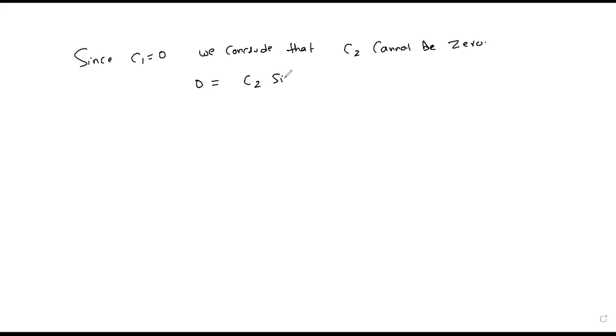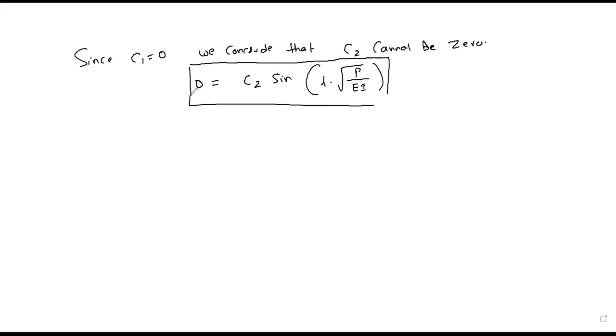Let me clear it. So since c1 is equal to 0, we conclude that c2 cannot be 0. Right? Yes or no? Will c2 be 0? Why is c2 not 0? Because 0 is equal to c2 sin of L root of P by EI. So when you have this equation, will your c2 become 0? Tell me, will c2 be 0?